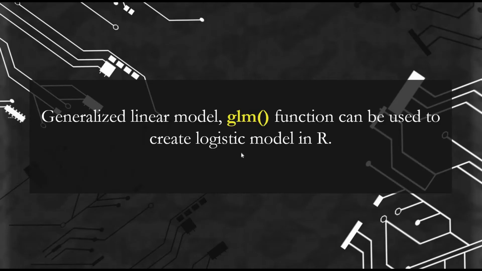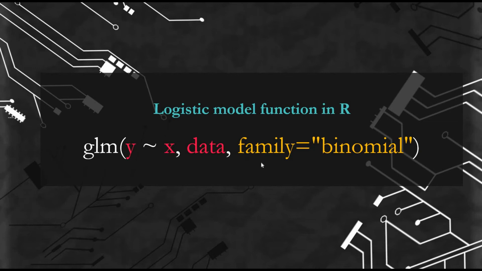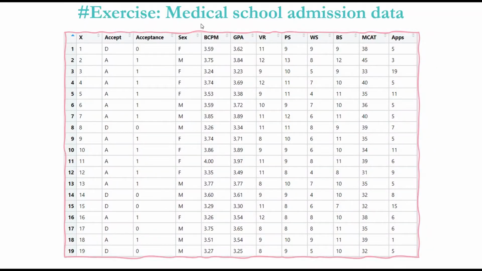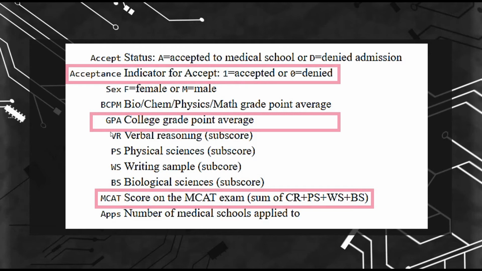To be able to build a logistic model in R, we need to use the generalized linear model function. And inside the function, we need to specify an argument family equal binomial to tell R we want to build a logistic model. We will use as an exercise medical school admission data to build a model that will predict if a student will get accepted or not depending on the GPA and MCAT score. So we are going to use the GPA and MCAT score for our prediction of acceptance or not.